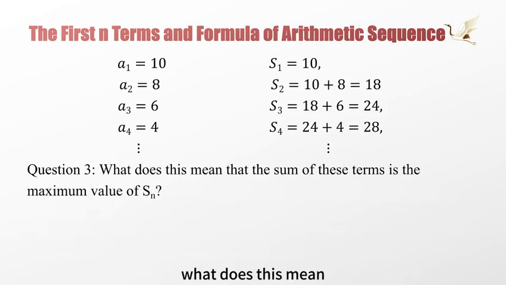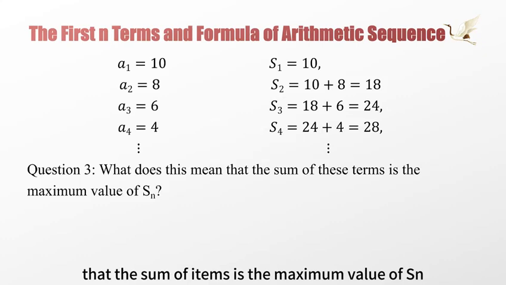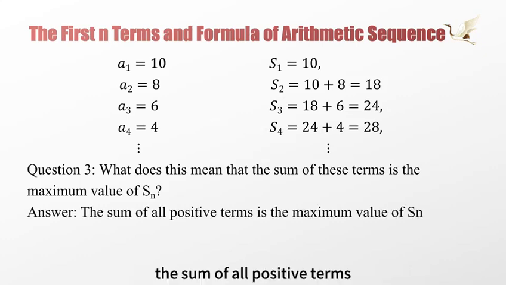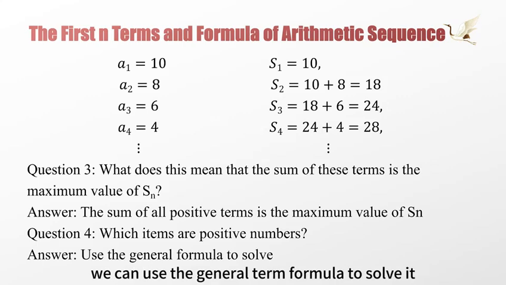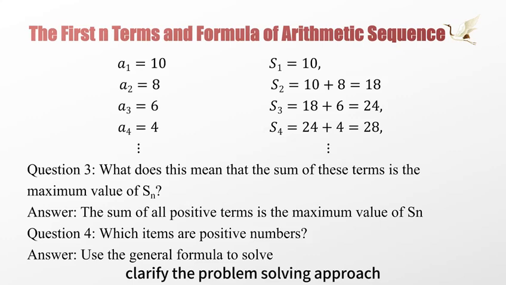What does it mean that the sum of items is the maximum value of Sn? The sum of all positive terms is the maximum value of Sn. Which items are positive numbers? We can use the general term formula to solve it. Clarify the problem-solving approach. Let's solve it specifically.